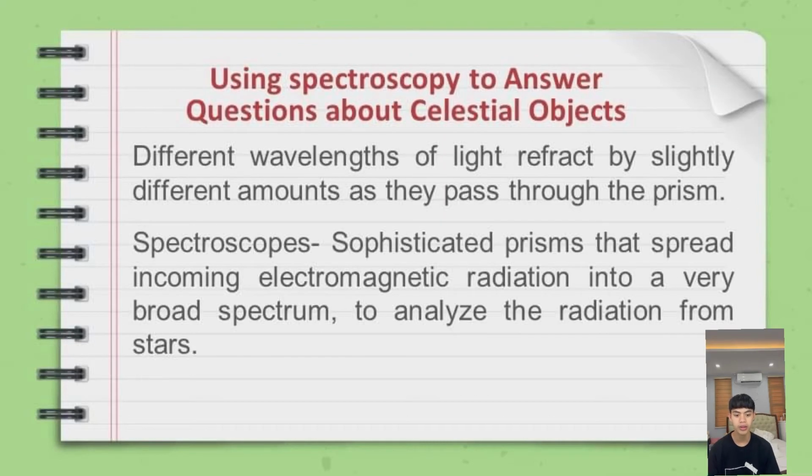Let's move to slide 6. As you all know, different wavelengths of light refract by slightly different amounts as they pass through a prism. Astronomers use spectroscopes, sophisticated prisms that spread incoming electromagnetic radiation into a very broad spectrum to analyze the radiation from stars.